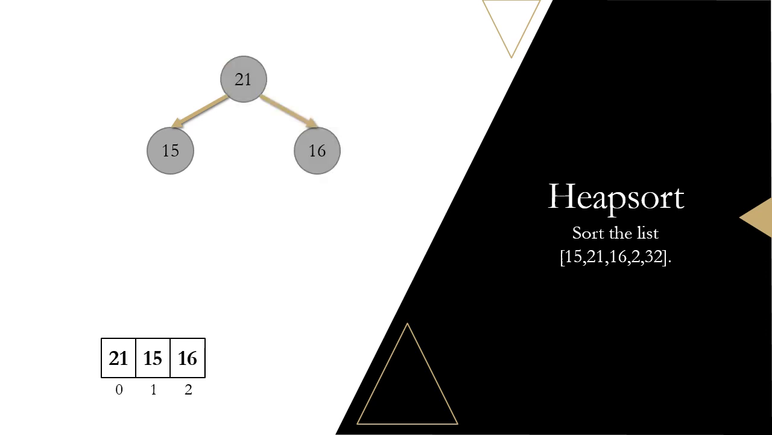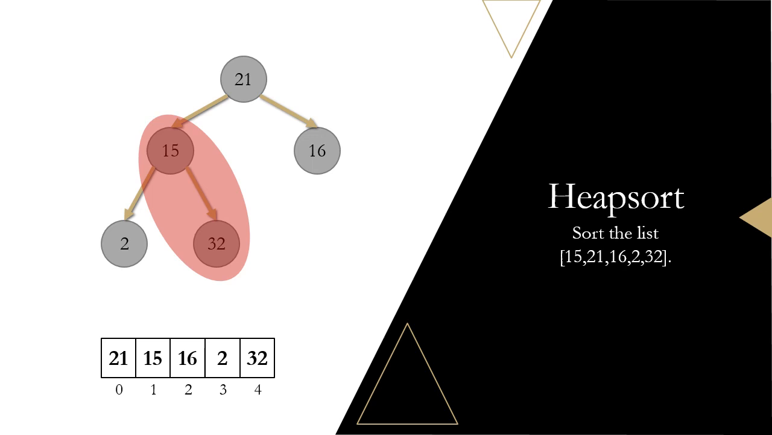The next element is 2, appended to the end of the list. Now I check whether 2 needs to rise. It does not. So I let it be. The last element is 32, appended to the end of the list. I check whether it needs to rise, and it does. So 32 and 15 are going to be swapped. Now I check whether 32 needs to rise more. 21 and 32 are going to be swapped.